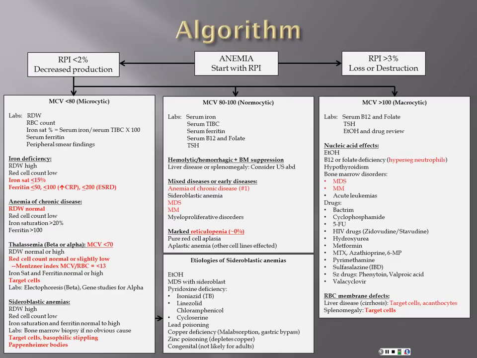All right. If I look at the smear and I don't think that they have a thalassemia or a sideroblastic anemia, which would be recognized by basophilic stippling or Pappenheimer bodies, which are siderotic iron inclusion bodies within the red cells, then I would consider that my patient has iron deficiency or anemia of chronic disease. What do I do at that point?